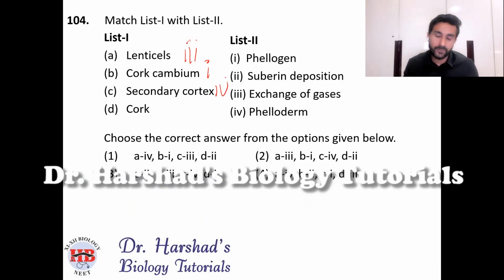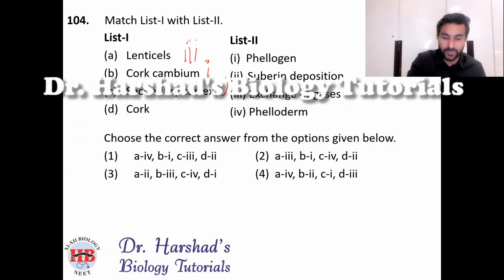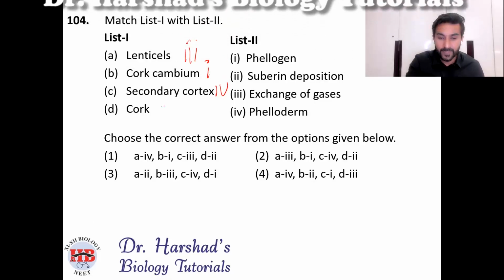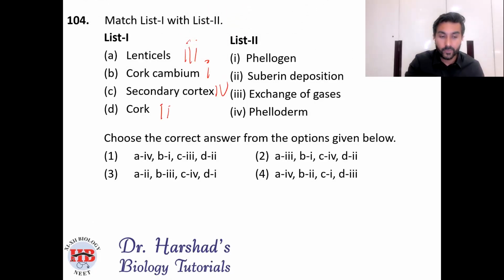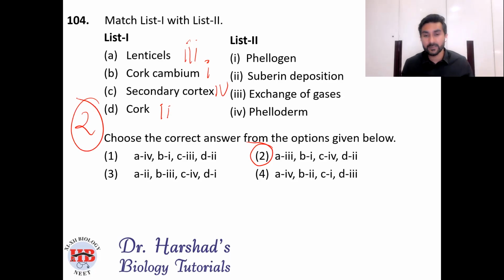And cork is basically thick-walled because of deposition of suberin. So D will be 2. So you have A3, B4. Again, if you see there's only one option with A3, that's option number 2. So that would be our answer for this question.